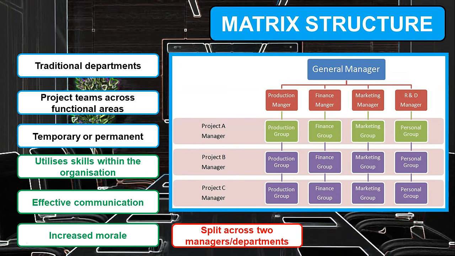A key disadvantage is that you are split across two managers, a project manager and your functional area manager. This split can lead to each manager having their own priorities and then pushing these different objectives onto their subordinates. This can then mean that subordinates do not know which objective to prioritise, resulting in neither objective being achieved.